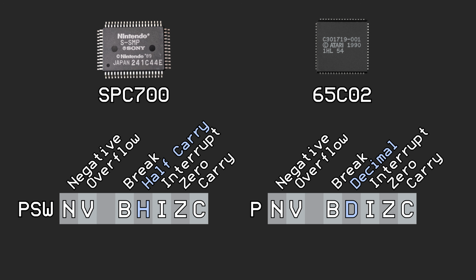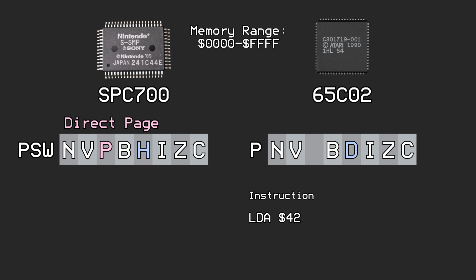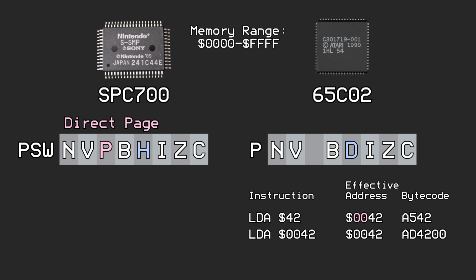The biggest difference is that the SPC700 has a P flag, which is used to toggle the direct page. See, we're dealing with a 64 kilobyte address space, so each address needs to be 16 bits long in order to identify each memory location. The 65C02 has instructions that can only target memory addresses located in what is called the 0 page. That is, the high byte of the address is defined to be 0. By doing that, the instruction can use one fewer byte and take up less space overall. The 0 page is where you'd want to put your most commonly used variables.